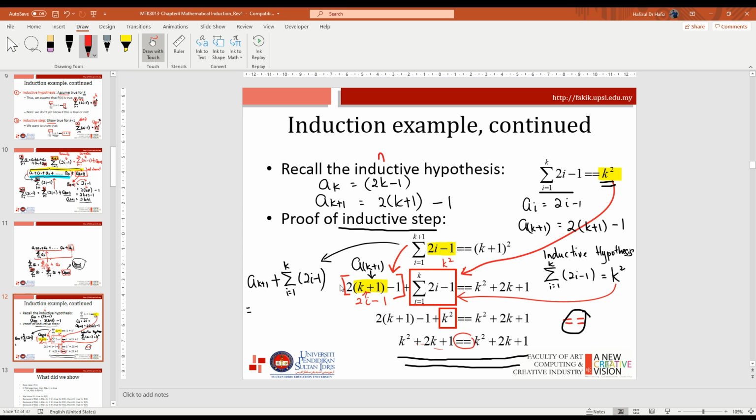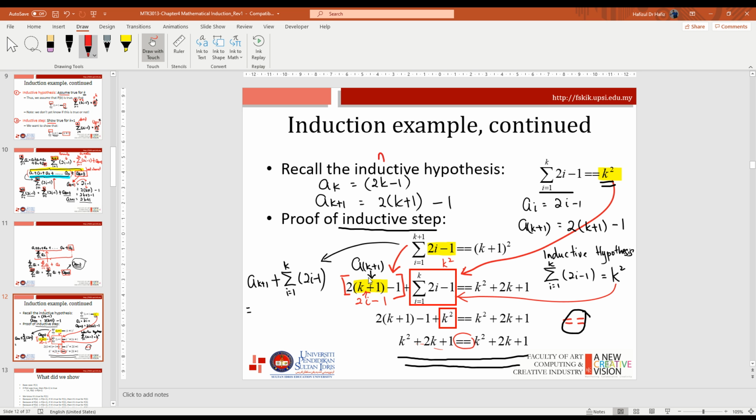So here is the inductive step. Later I will show you another example. I have at least 10 examples. Don't worry about that. You see and try to understand first. Okay, this one is the inductive step.